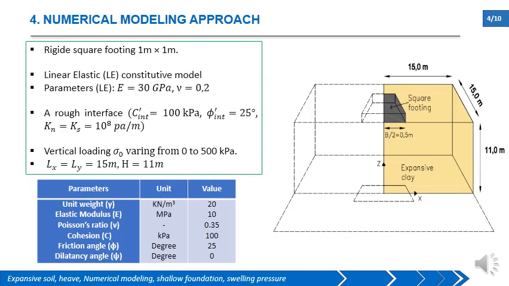I move on to the numerical modeling approach. A rigid concrete footing with a surface area of 1 meter by 1 meter was considered. This footing is subjected to a distributed vertical load increasing from 0 to 500 kilopascals and rests on a homogeneous swelling clay layer 11 meters deep. The behavior of this clay is governed by an elastoplastic law represented by the Mohr-Coulomb model. Because of the symmetrical nature of the problem, and to reduce the calculation time, only a quarter of the model is modeled.